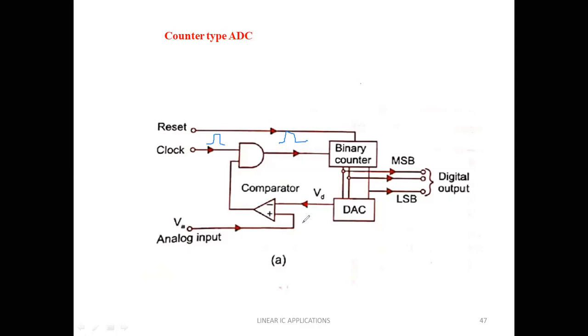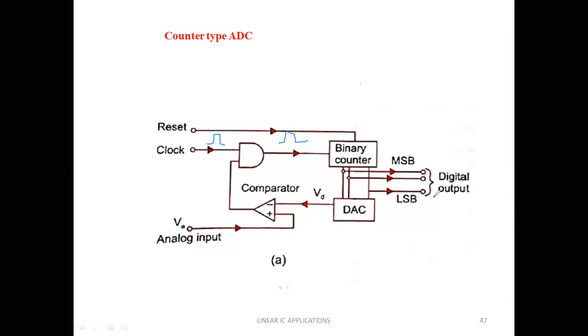If the DAC output voltage is equal to the input analog voltage, then it generates the low clock pulse. When the non-invert input terminal voltage is less than or equal to the other, the comparator output is 0. Whenever this is 0, what is the output of the AND gate? 0 into something is 0, no pulses. So it ceases the transmission of clock pulses to this binary counter, and the binary counter remains at the previous value.